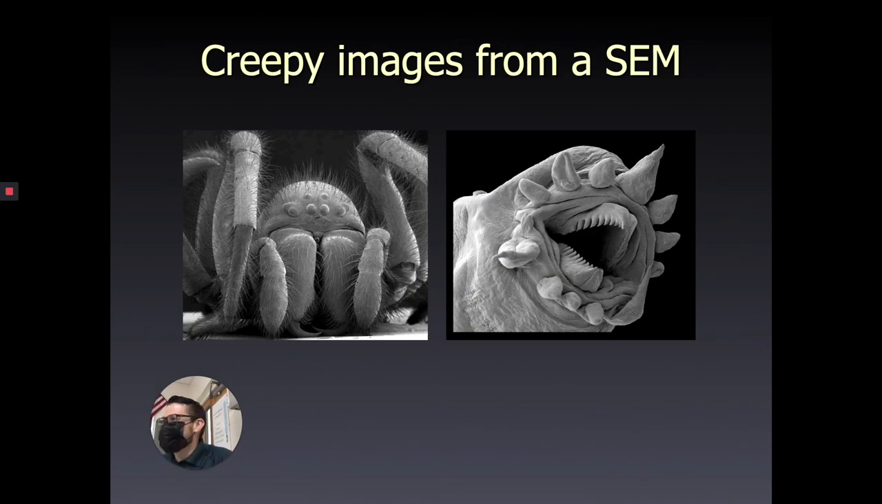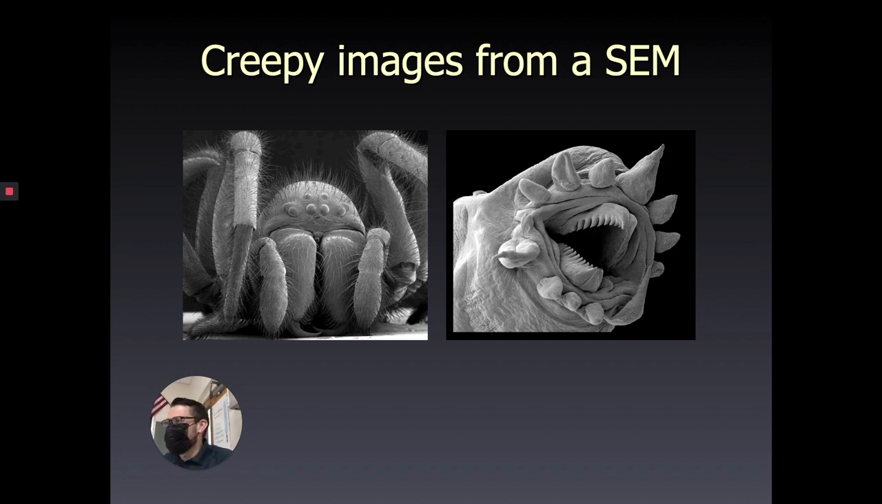So here are some really interesting images from a scanning electron microscope. On the left here we have a tarantula. A tarantula is a fairly large organism, so we can see a much bigger object. And we can see some details here that you can't normally see, like it has 8 eyes on its head. If you look closely at the bottom, you can see its fangs.